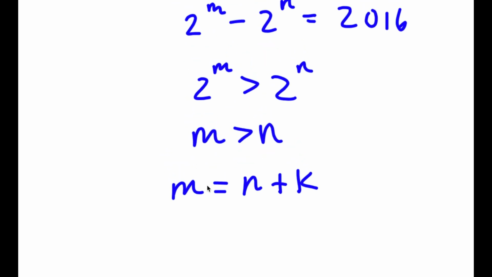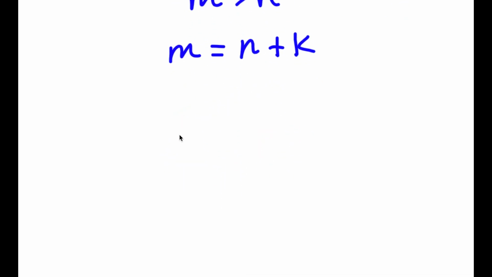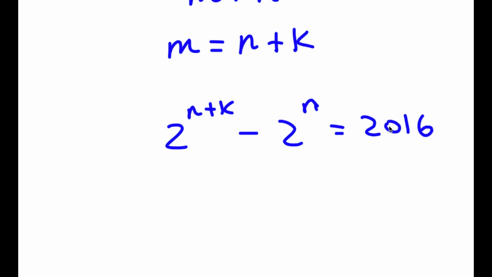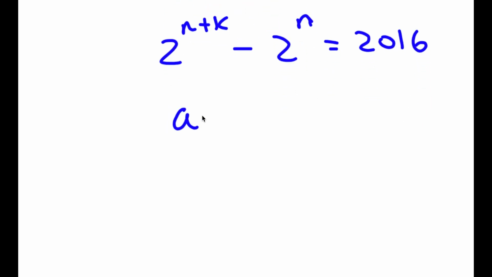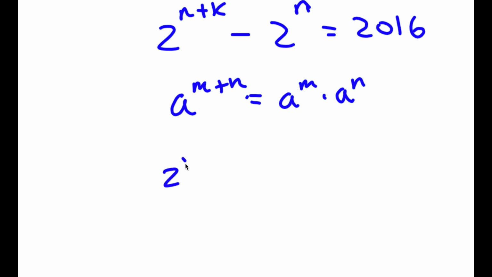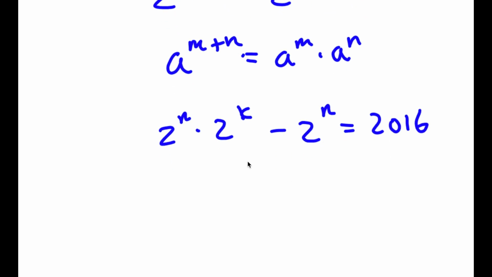So now I'm going to replace m with n plus k. So now I have 2 to the power of n plus k minus 2 to the power of n is equal to 2016. Now, if I have something in the form a to the power of m plus n, this is equal to a to the power of m times a to the power of n. So 2 to the power of n plus k is going to equal 2 to the power of n times 2 to the power of k. Now this minus 2 to the power of n is equal to 2016.